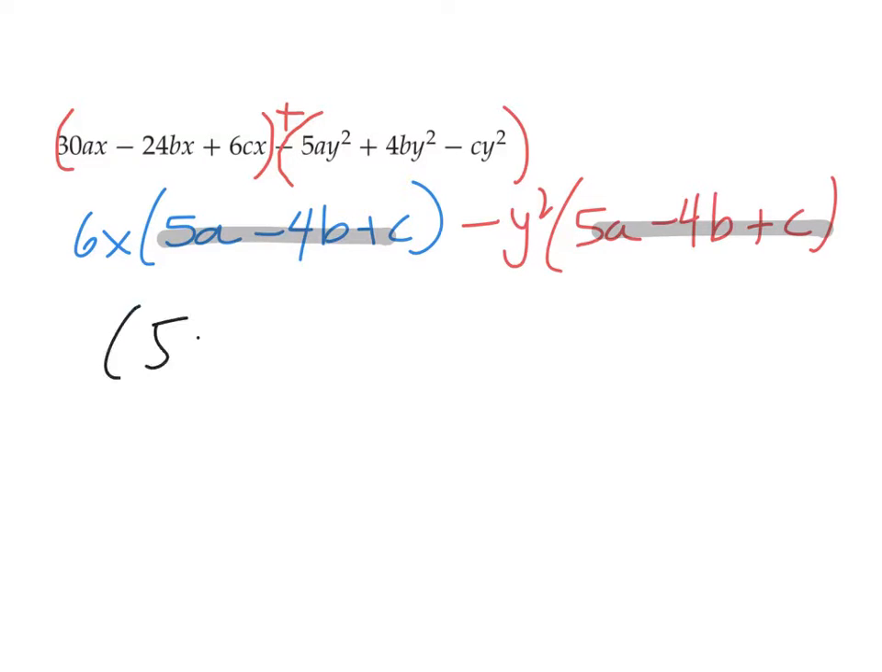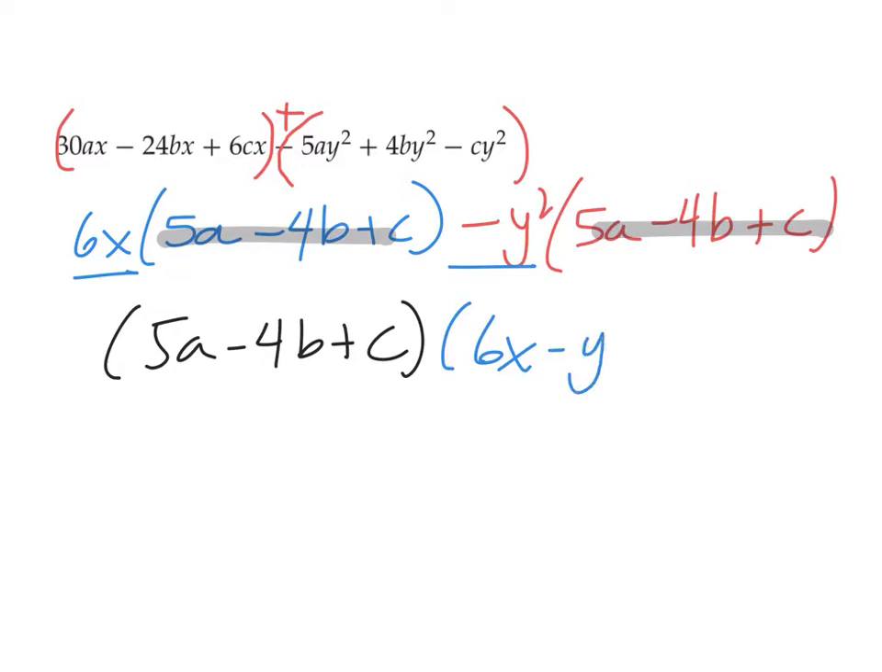I like to write the common group first, and then write in the second group whatever's left over, which is 6x minus y squared. Okay? How many had that? Your homework today, you're not going to see 6 terms. You're going to see 4 every time.